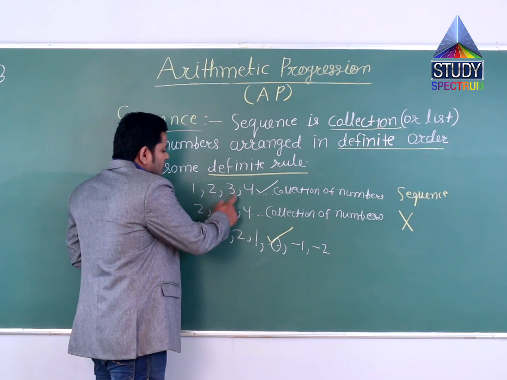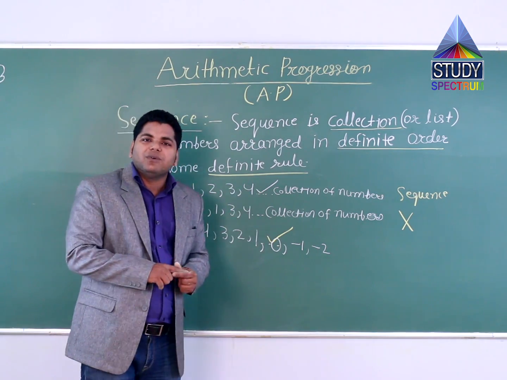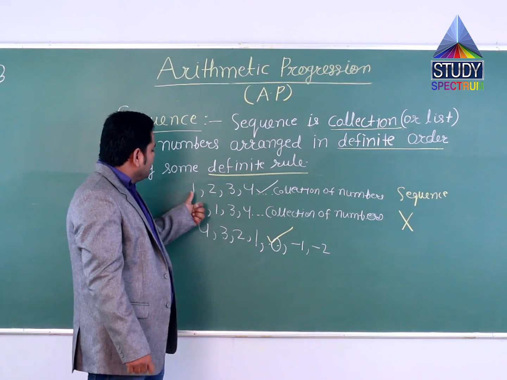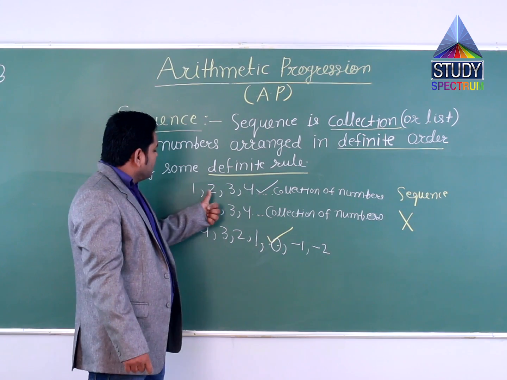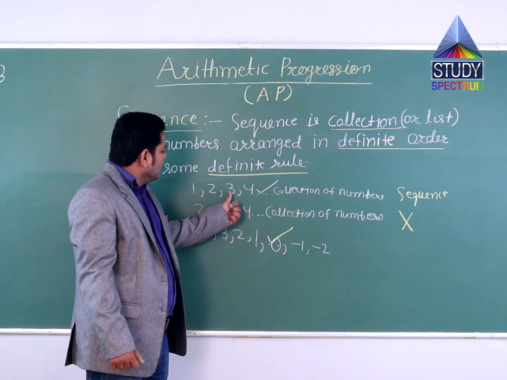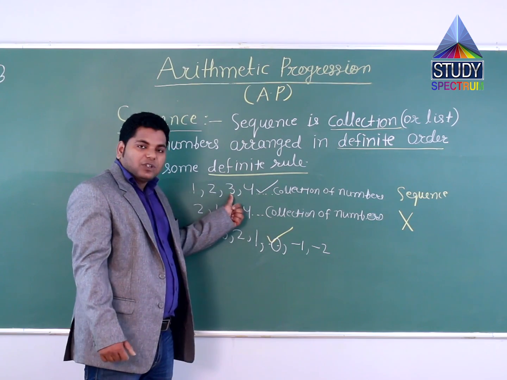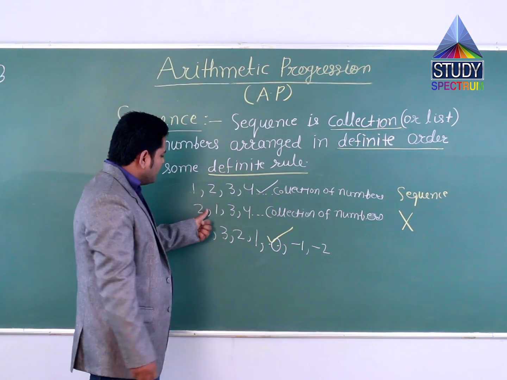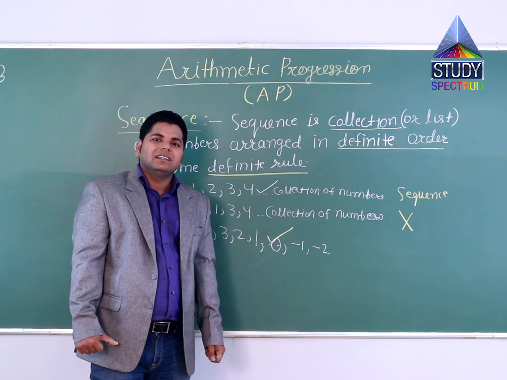First of all, consider 1, 2, 3, 4. This is a collection of numbers 1, 2, 3, 4, and there is some definite order, and by some rule the next term is 1 more than the preceding term. In this, 2 is 1 more than 1, 3 is 1 more than 2, 4 is 1 more than 3. So there is some regular pattern involved in this. So this is a sequence, but 2, 1, 3, 4 is not a sequence.